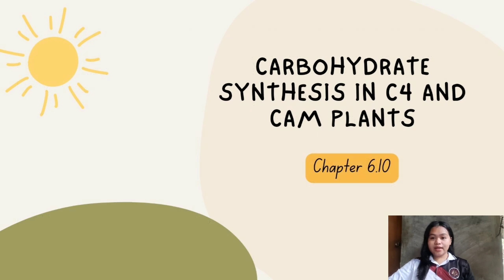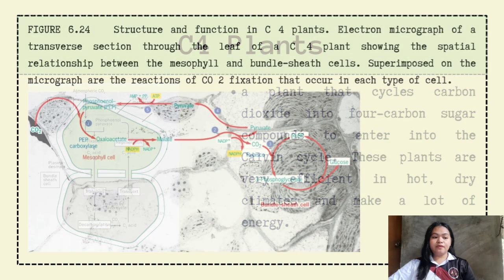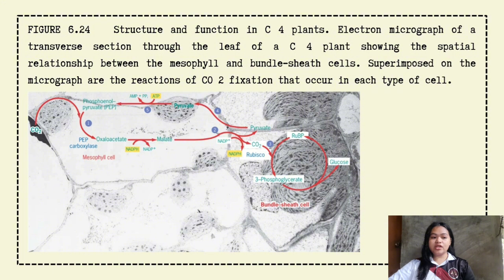And then, into our last topic, which is chapter 6.10, carbohydrate synthesis in C4 and CAM plants. C4 plants cycle carbon dioxide into 4-carbon sugar compounds to enter the Calvin cycle. So C3 earlier had 3-carbon sugar, while C4 plants form 4-carbon sugar compounds. C4 plants are very efficient in hot, dry climates and make a lot of energy. Figure 6.24 shows the structure and function in C4 plants.